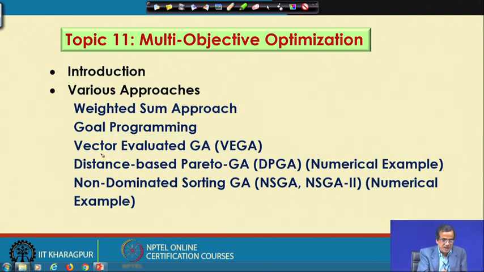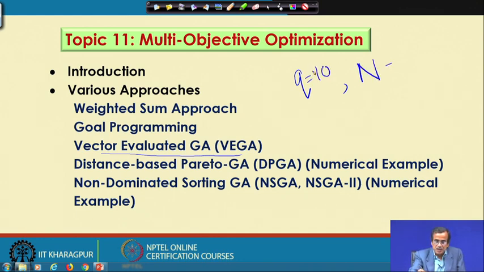Then comes the vector evaluated genetic algorithm. Now, this I have already discussed in much more detail, and this is in fact the first application of genetic algorithm to solve the multi-objective optimization problem. Now, here in VEGA, what we do is, supposing that I have an optimization problem having say q number of objectives, we take a large population, say capital N. Supposing that q equals 10, N equals say 1000.